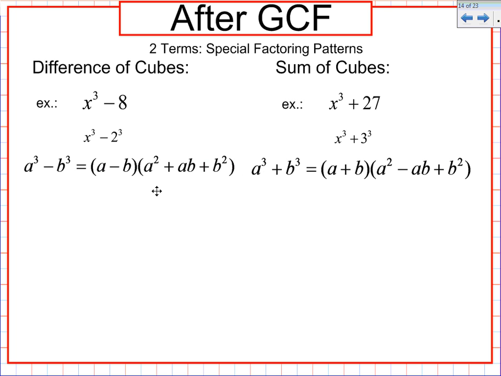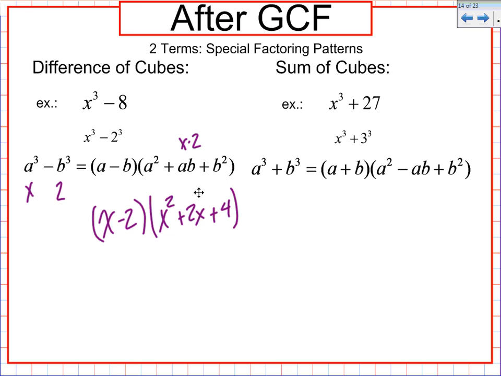All right, so first step, figure out what you are cubing. 8 is 2 cubed. x cubed is x cubed. So our a here is x, and our b here is 2, because those are the two things we're cubing. This fits into the pattern of x minus 2 times x squared plus 2x plus 4. Now, a times b is really x times 2, but we don't write x times 2, we write 2x.